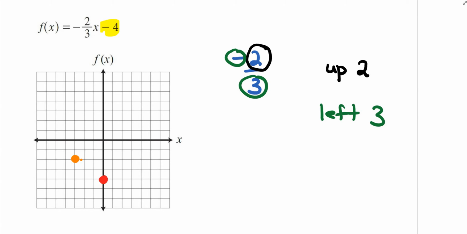And then from there, I just keep on going up 2 and left 3. So up 2 and then 1, 2, 3. And then go back to my starting point, and now I can go down 2 and right 3. And there you go. Those are my main coordinates, and then I can just connect the dots, and there is my completed graph.